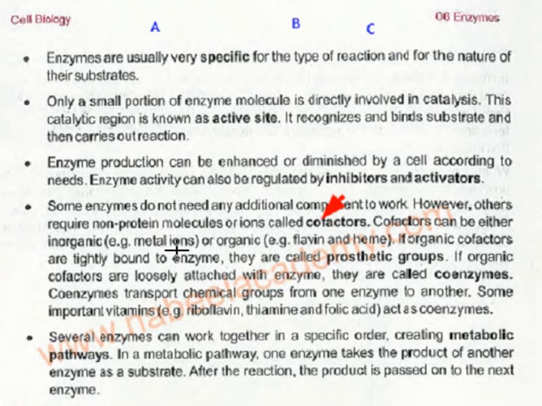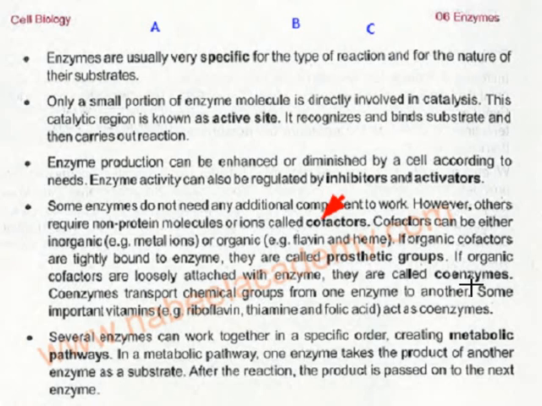Some of the enzymes require a cofactor. The cofactor can be inorganic, for example metal ions, and they can be organic, for example flavin and heme. These are present in the body, so they can be organic also. The organic cofactors, if they are tightly bound to the enzyme, are known as prosthetic groups, and if they are loosely attached to the enzyme, they are known as coenzymes. So on the basis of attachment, they are prosthetic groups and coenzymes, and on the basis of inorganic and organic nature, again they are differentiated.